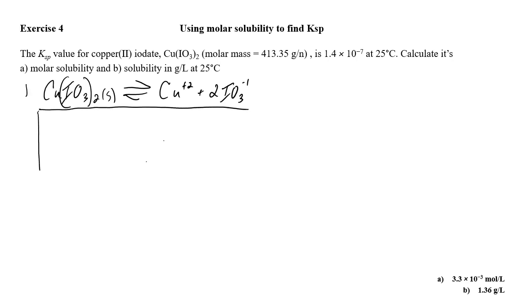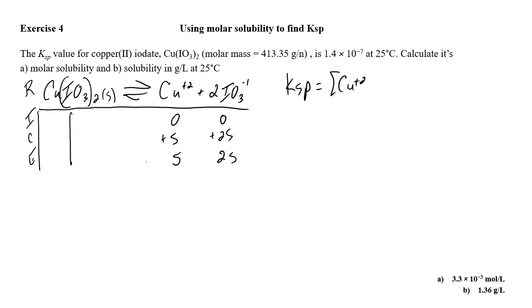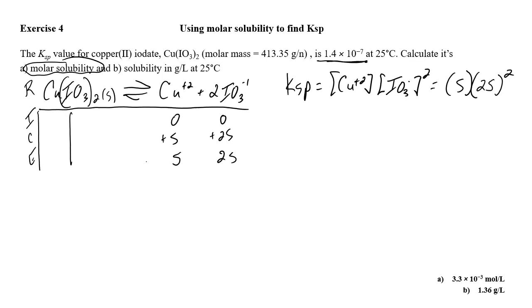Set up a RICE box. Who cares about the solid? This to this, this to this. Your KSP expression is going to be your copper ion concentration times your iodate ion concentration, and this equals S times 2S squared. So remember, if we're calculating molar solubility, think S. We're solving for S, and we're given a KSP.